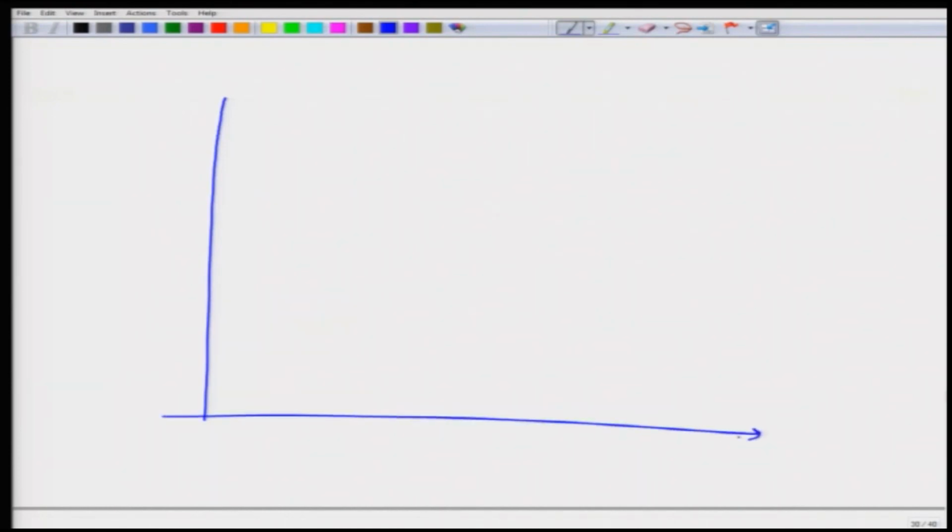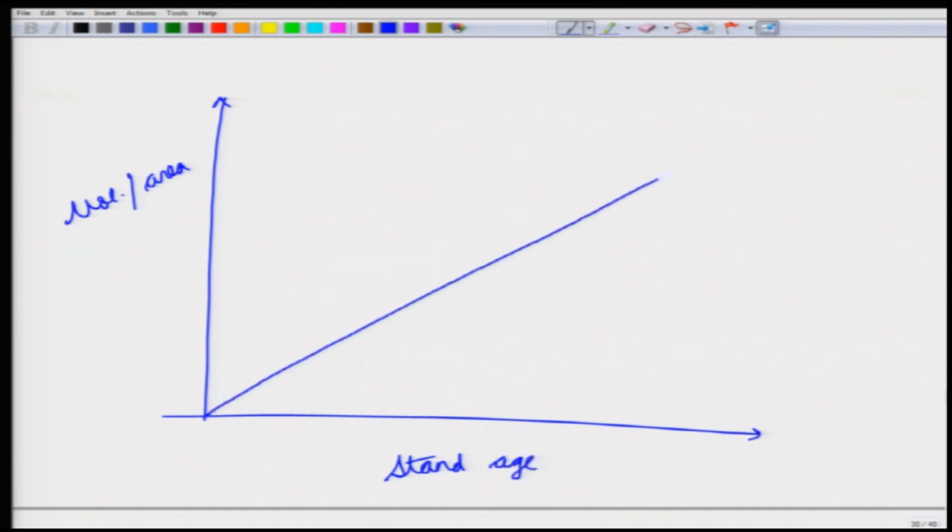On the other hand, if there is a stand that is of 0 years of age, the plants have not put up any increment, so the total volume is 0. Essentially, if we plotted volume per unit area versus the stand age, we will get a curve like this. For a higher stand age, let us say 20 years, the volume per unit area is more, whereas for a lesser age, say 7 years, the volume per unit area in the stand is lesser.